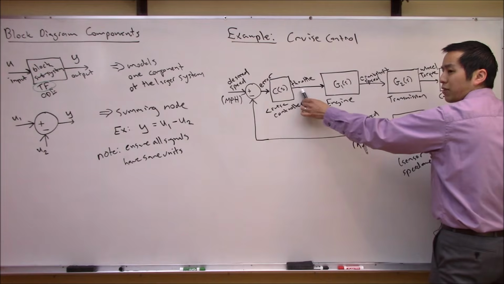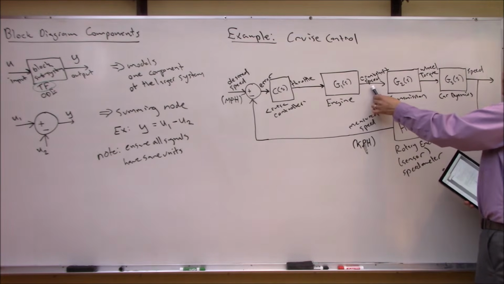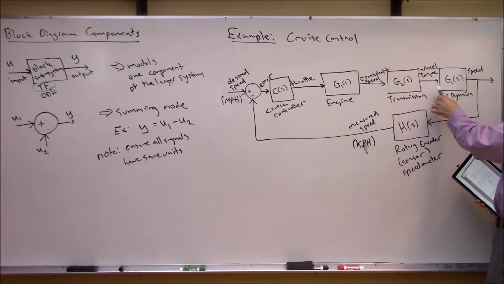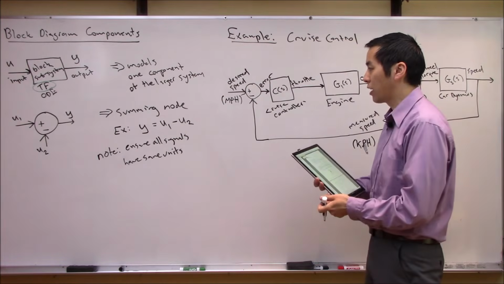But this throttle setting is like a fraction, something between 0 and 1. Crankshaft speed, maybe that's angular velocity. Wheel torque, that's Newton meters, right? Speed, you know, I think you get the point. You can have different units, just be a little bit careful, okay?